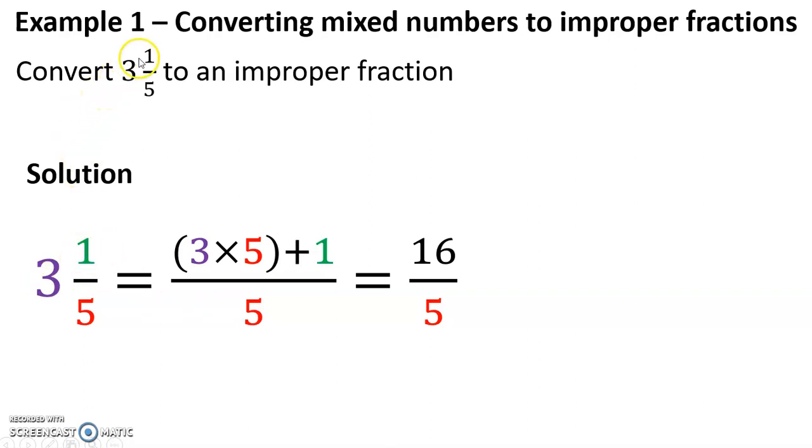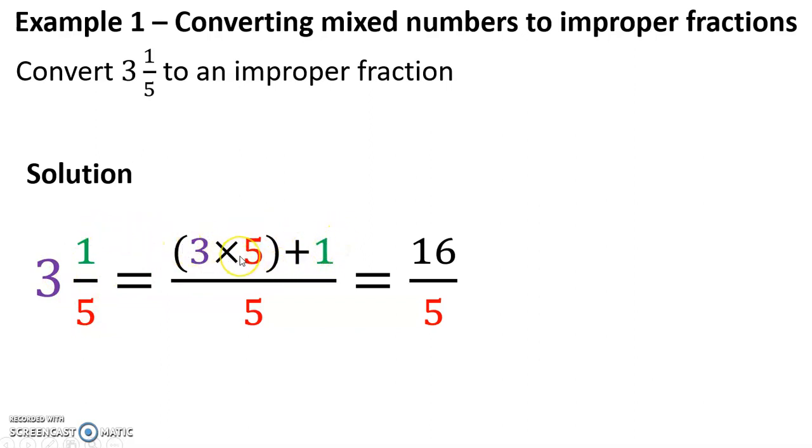So converting 3 1/5 to an improper fraction, what do we do? Well, I can see my whole number is 3. I've got my 1 as my numerator and 5 as my denominator. Now I multiply my whole number, my 3, by my denominator, and you can see that the colours are matching, so we can see what happens. I then add the numerator, which is 1.